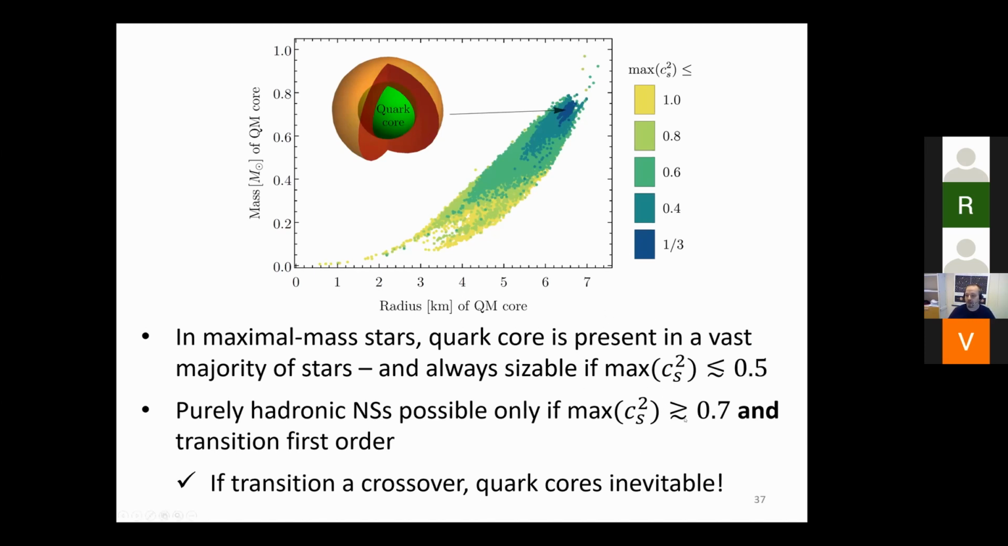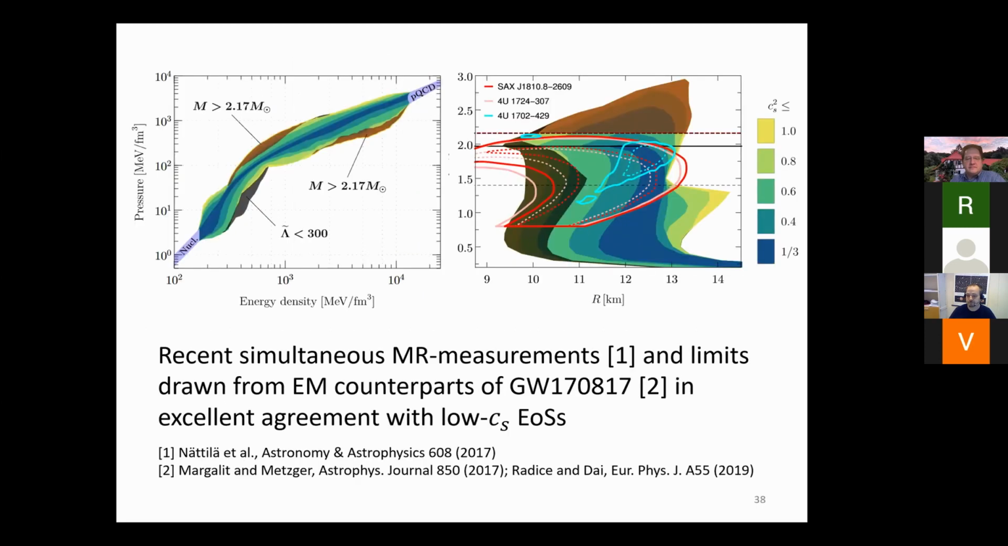purely hadronic neutron stars are only possible if simultaneously the speed of sound reaches very large values, c_s squared goes above 0.7, and the phase transition is fairly strongly first order. Okay. Otherwise, quark cores are inevitable. And I'm now coming to the end of my talk.